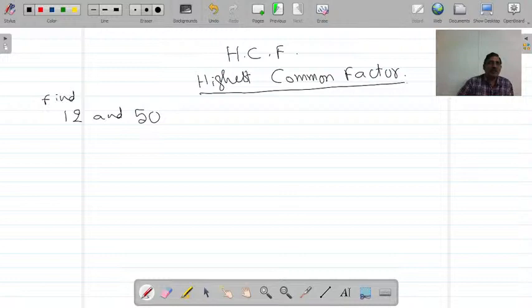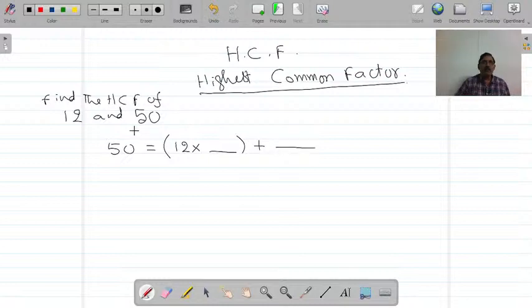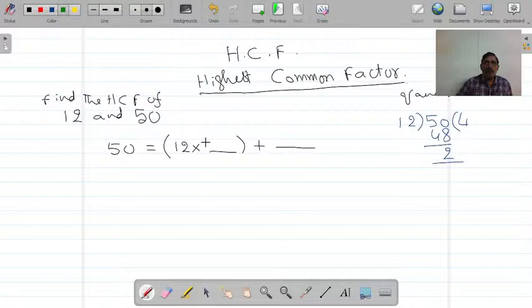The question will be like this. Find the HCF of 50 and 12. Here we have to find q and r first. Already in the division algorithm we learnt how to find q and r, so simply make use of it. How do we do this? 50 is equal to, you divide by 12. 4 12s are 48, remainder 2. So how can you write this now? It is simple: 12 times 4 plus 2.